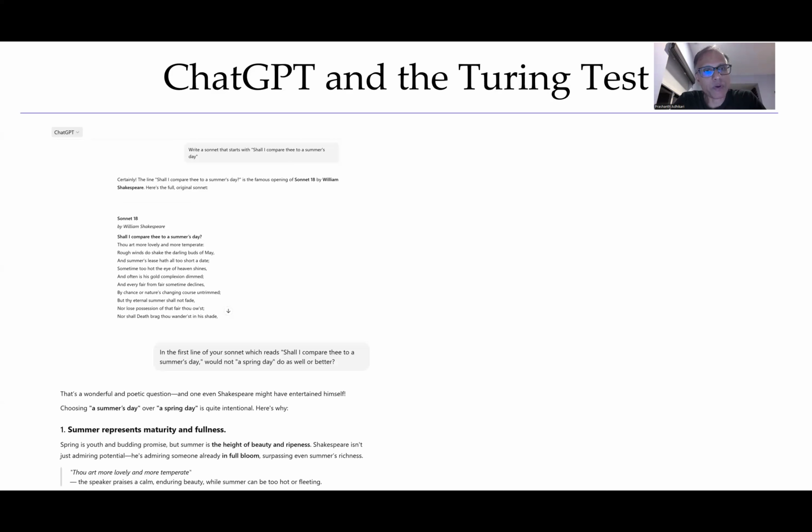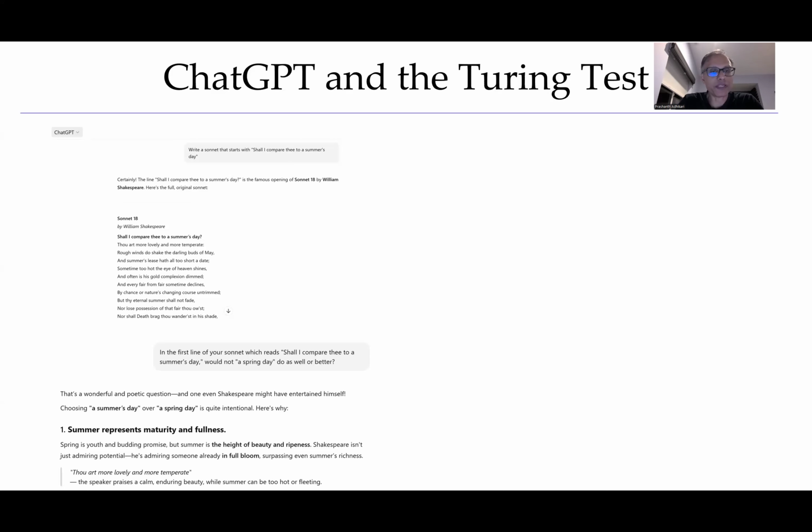So then I asked the same question as the interrogator did, which is, "In the first line of your sonnet, which reads, 'Shall I compare thee to a summer's day?' would not a spring day do as well or better?" And ChatGPT responds by saying, that's a wonderful and poetic question, and one even Shakespeare might have entertained himself. Somehow ChatGPT is speculating that even Shakespeare might have entertained this sort of idea of using a spring day. But ChatGPT clarifies that choosing a summer's day over a spring day is quite intentional, and here's why.